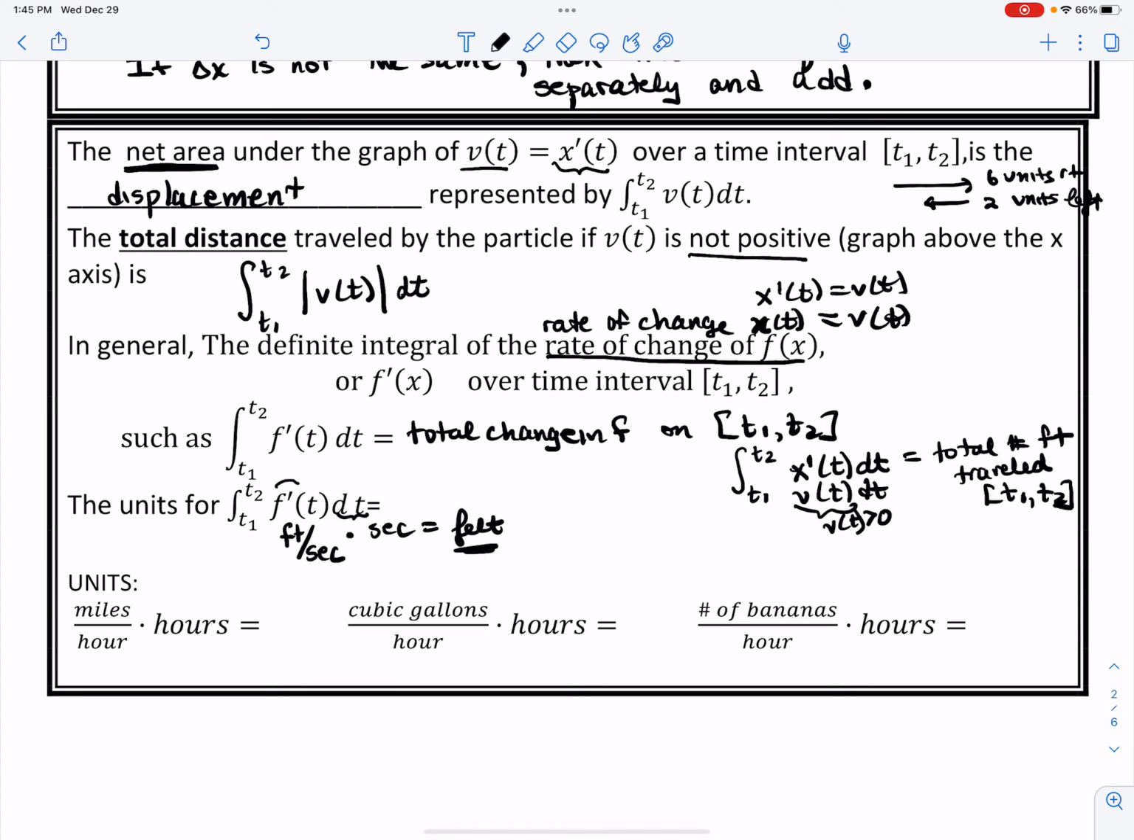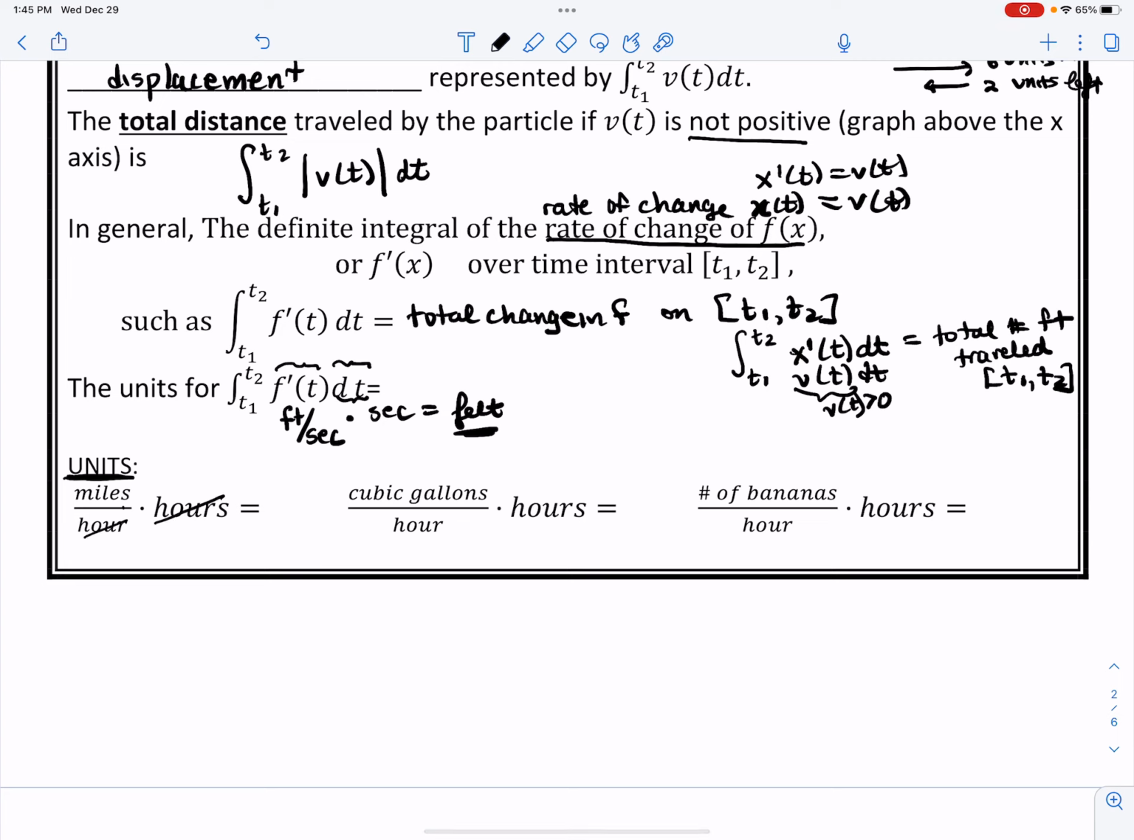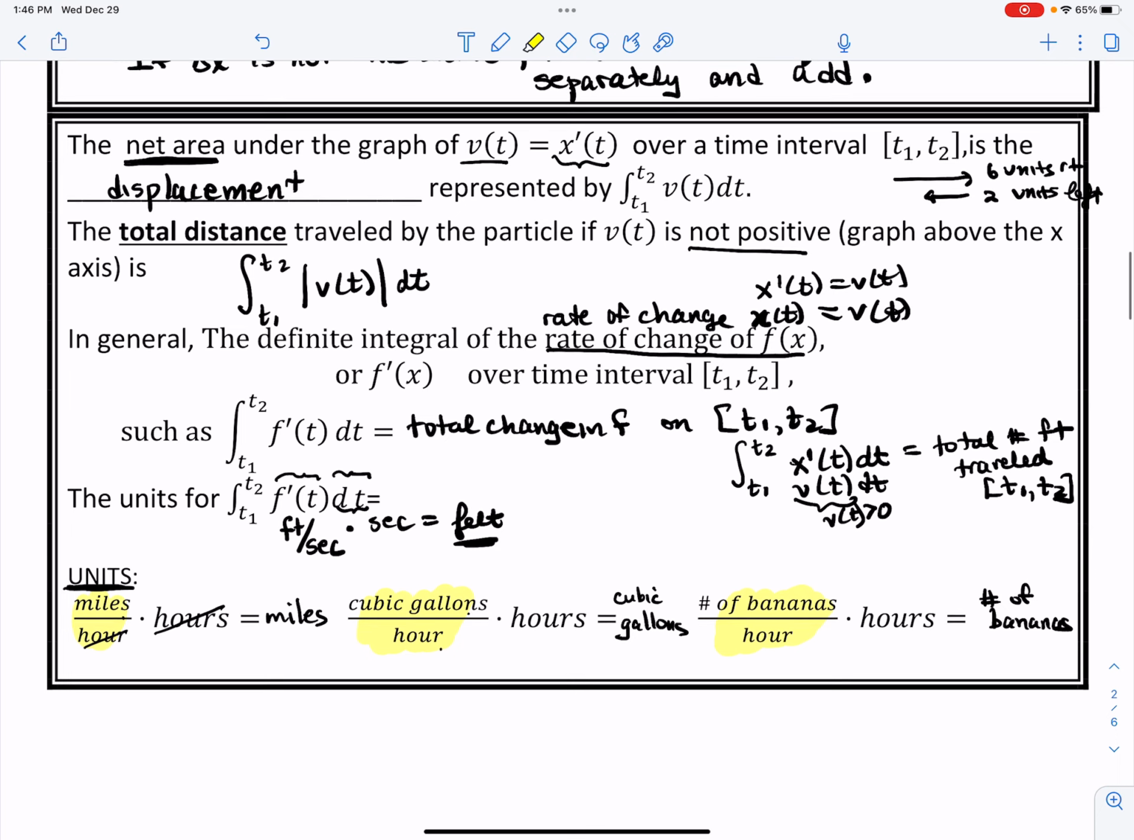For example, let's look over here. Miles per hour times hours would give us miles. Cubic gallons per hour times hours would give us cubic gallons. Number of bananas per hour times hours would give us number of bananas. And these would represent a derivative. So when we integrate a derivative dt, we can always find the units. We could analyze it in terms of the context of the problem. Okay, let's take a look at the next problem.